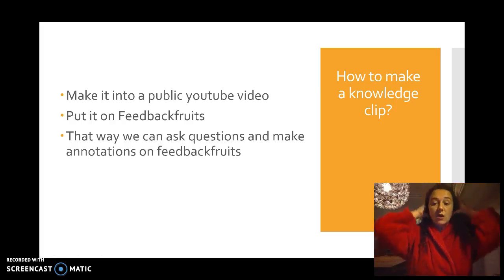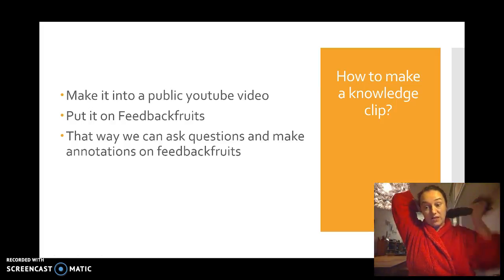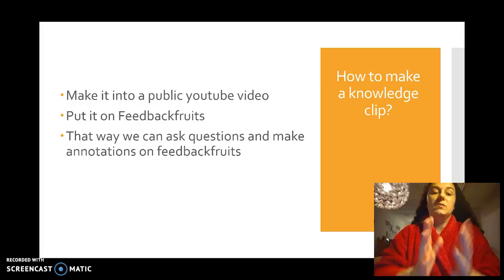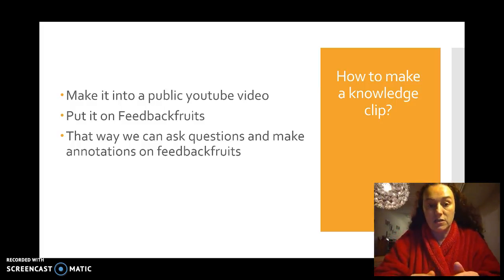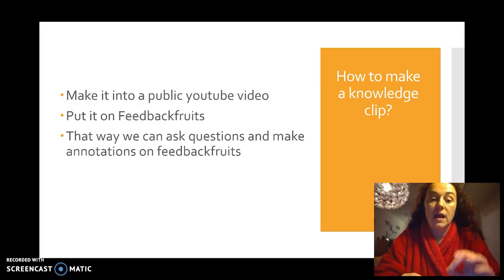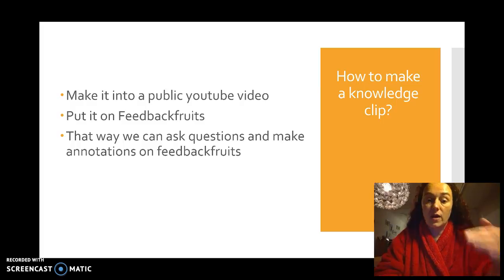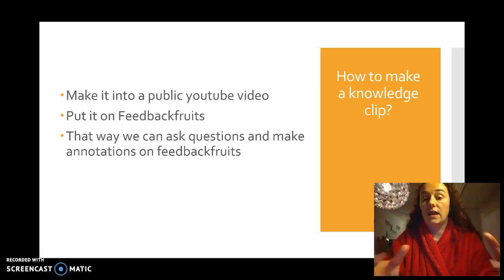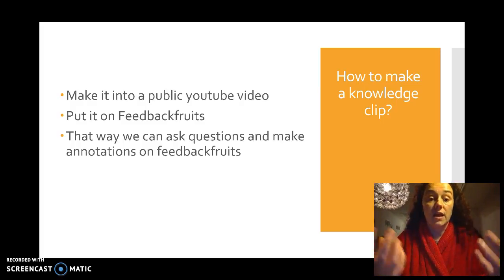So then, once you've made your knowledge clip, what do you do with it to share? You have to make it into a public YouTube video, and then you put it on Feedback Fruits in the video space. In that way, we can ask questions and make annotations on Feedback Fruits next to the videos, and even in that sense enlarge and enrich our body of knowledge.